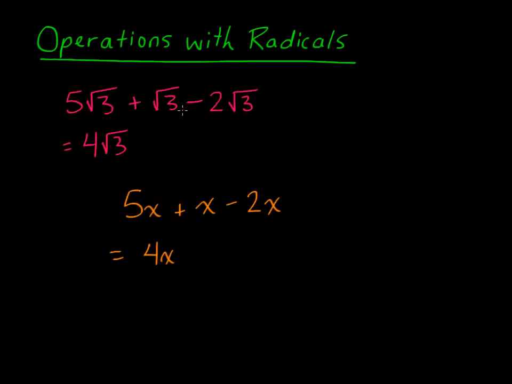So when the radical is the same, when we're adding or subtracting these mixed radicals, then it's quite easy. It's just like collecting like terms. We just add or subtract the numbers in front of the radical sign, and we keep the radical sign the same.